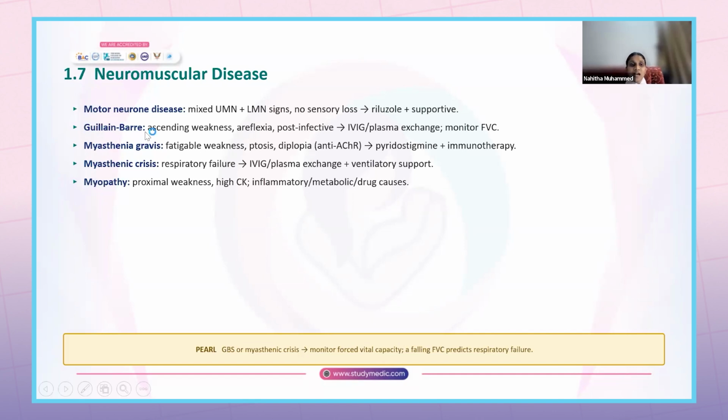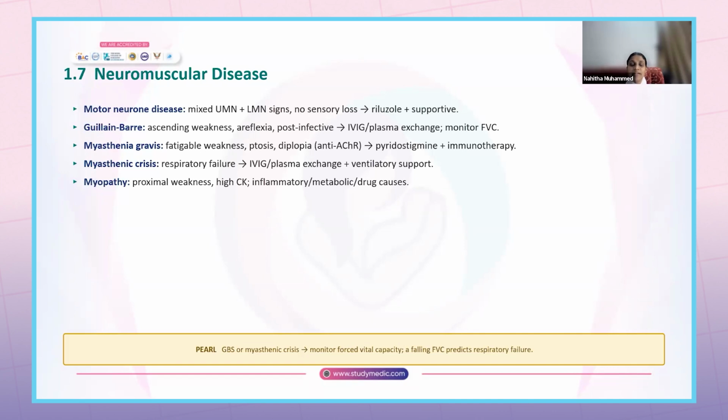Guillain-Barré syndrome starts from the lower limb. It's an ascending type of weakness. There will be areflexia. Usually it is seen post-infective, like following GI infections. The treatment is IVIG or plasma exchange. The important thing in Guillain-Barré is to monitor the vital capacity. Anytime they can go for respiratory paralysis.